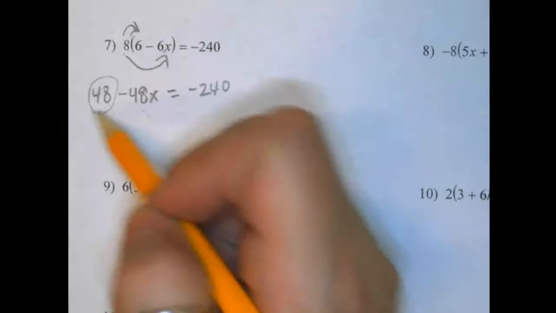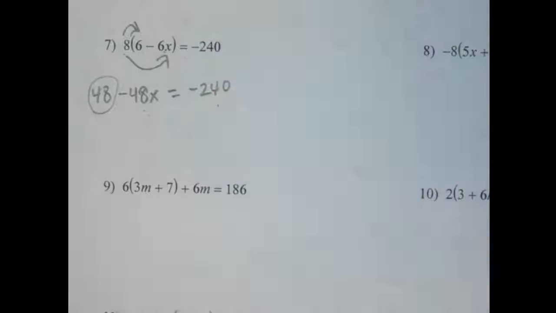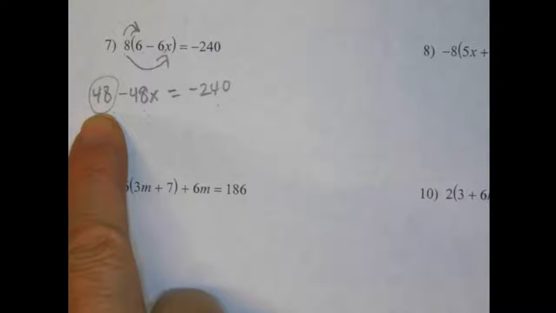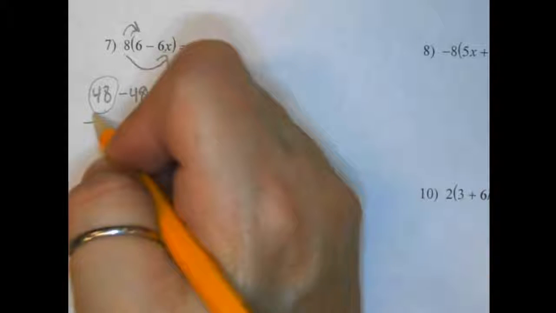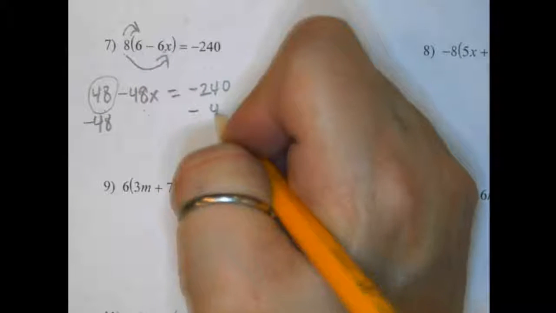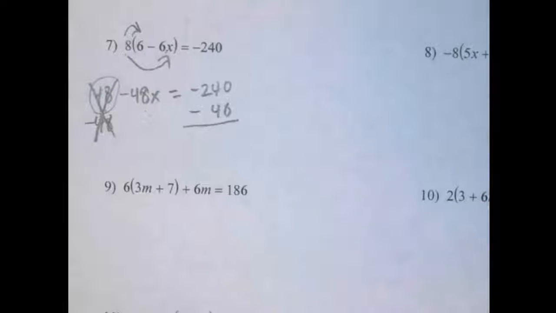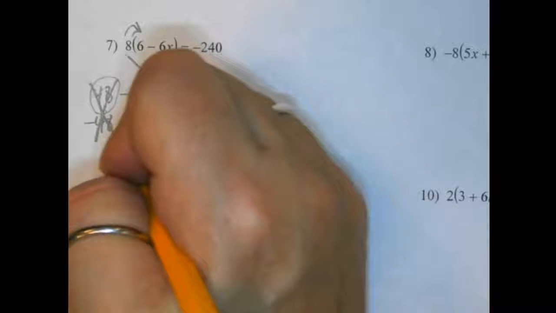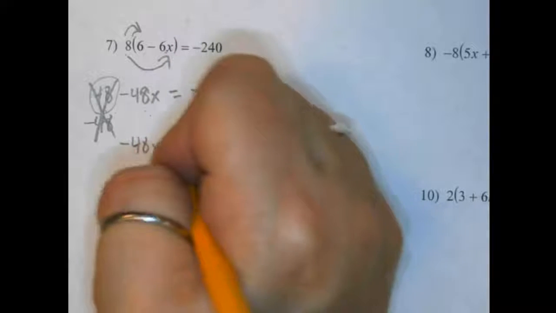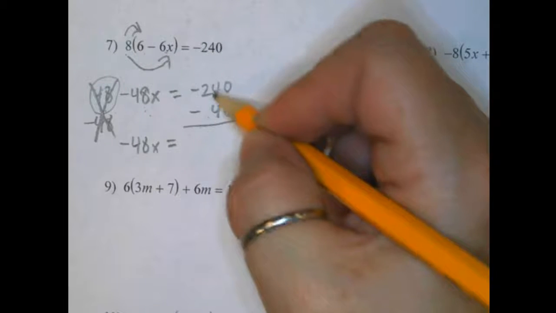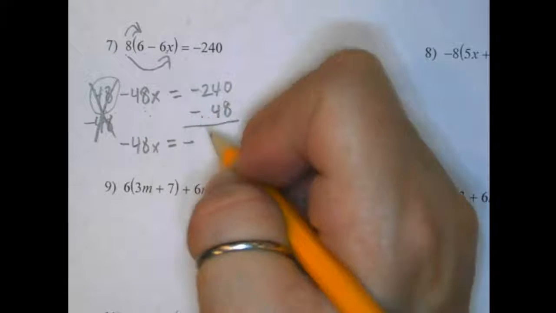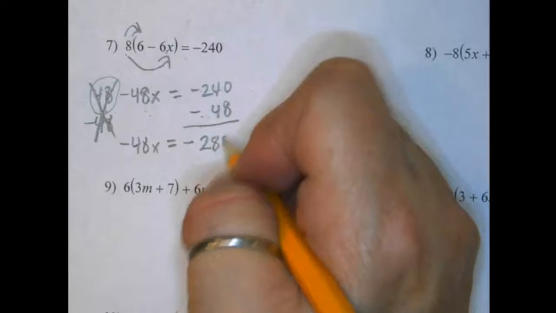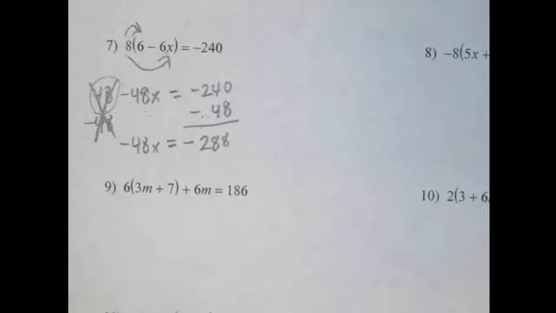But I have this 48 over here that I need to move to this side. So what is the opposite of a positive 48? The opposite of a positive is subtraction. So I'm going to subtract 48. Minus 48, and then a minus 48 over here. This becomes 0, right? So I'm going to end up with this negative 48x is going to be equal to, I have to add my two negatives, right? So 240 plus 48 is going to give me negative 288.